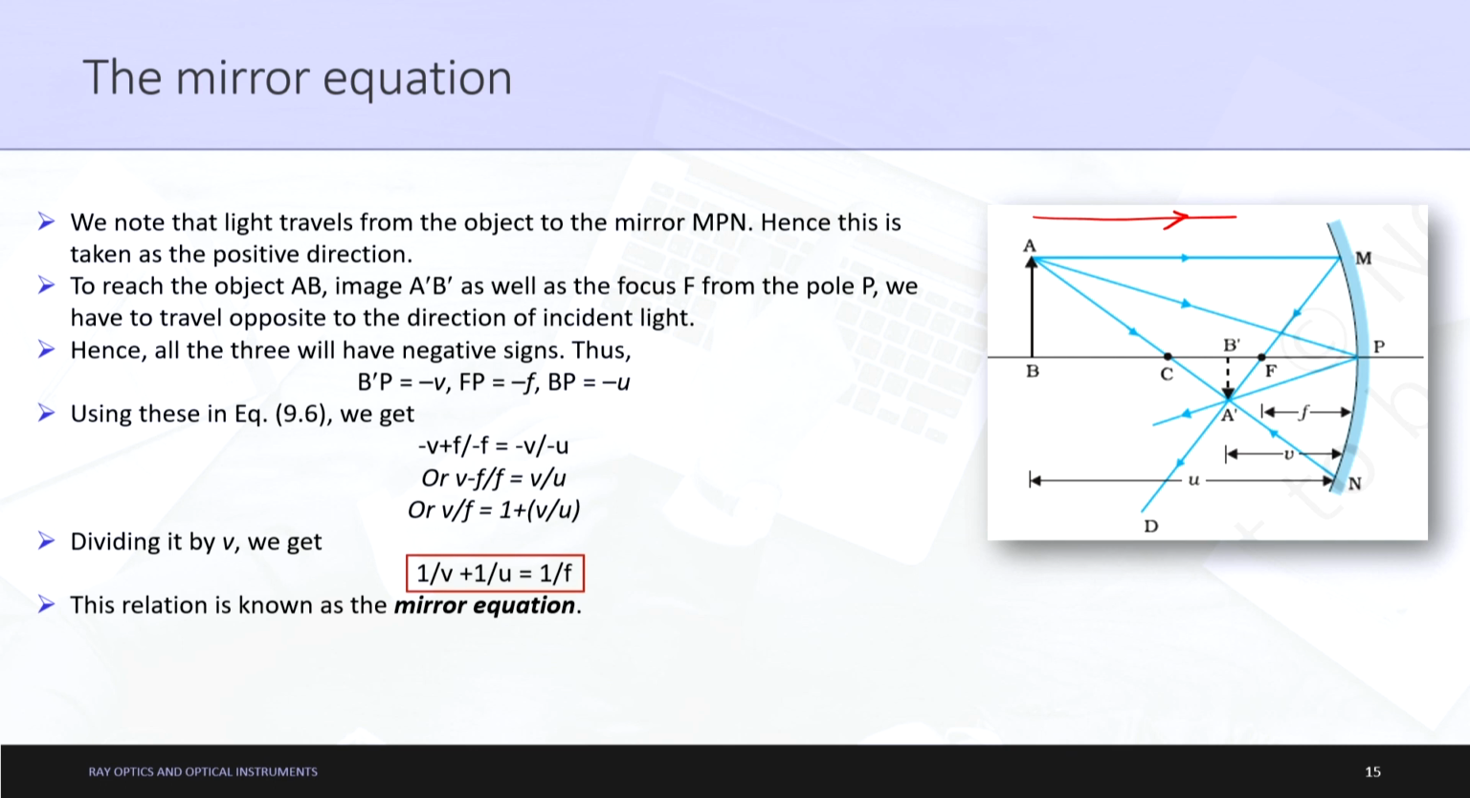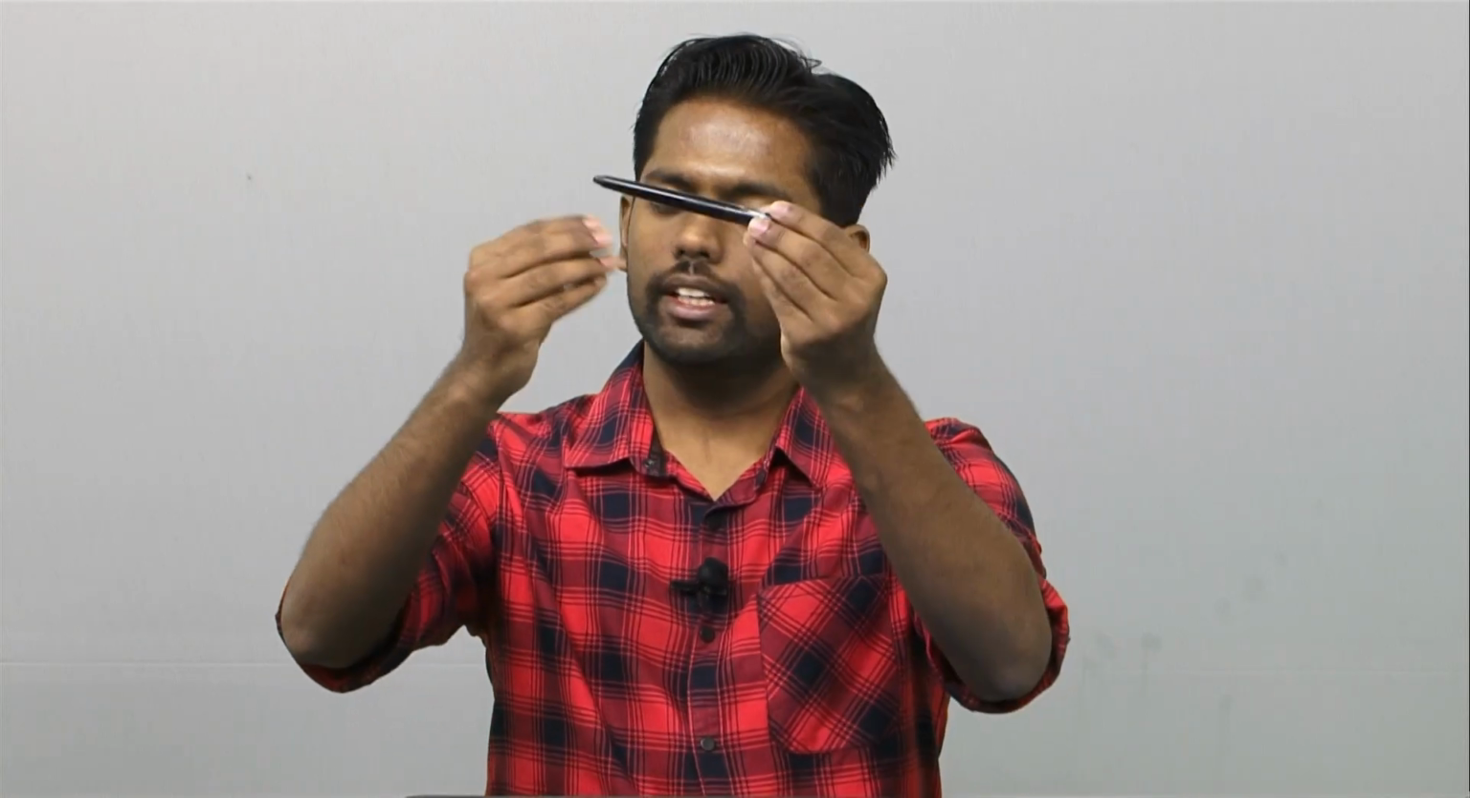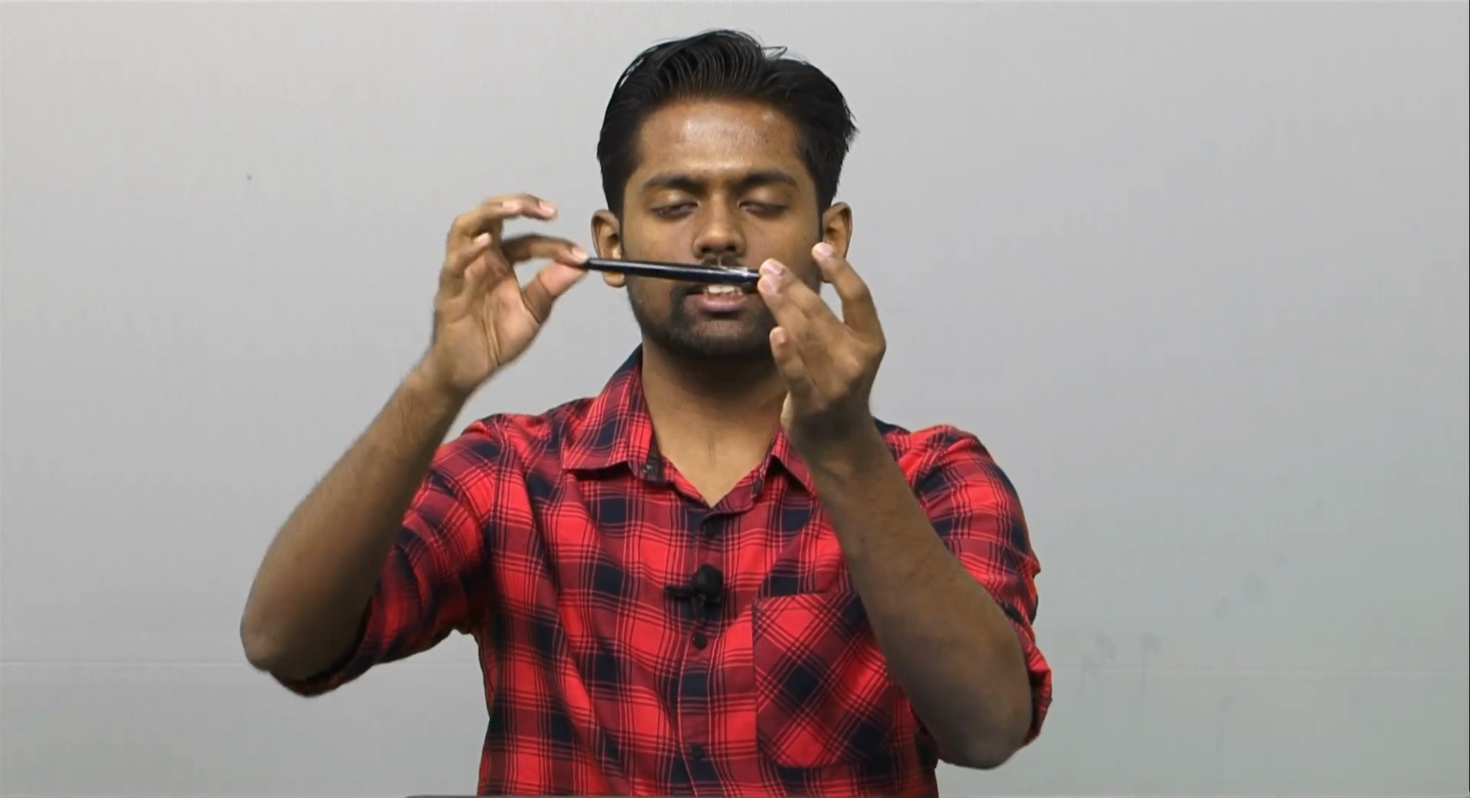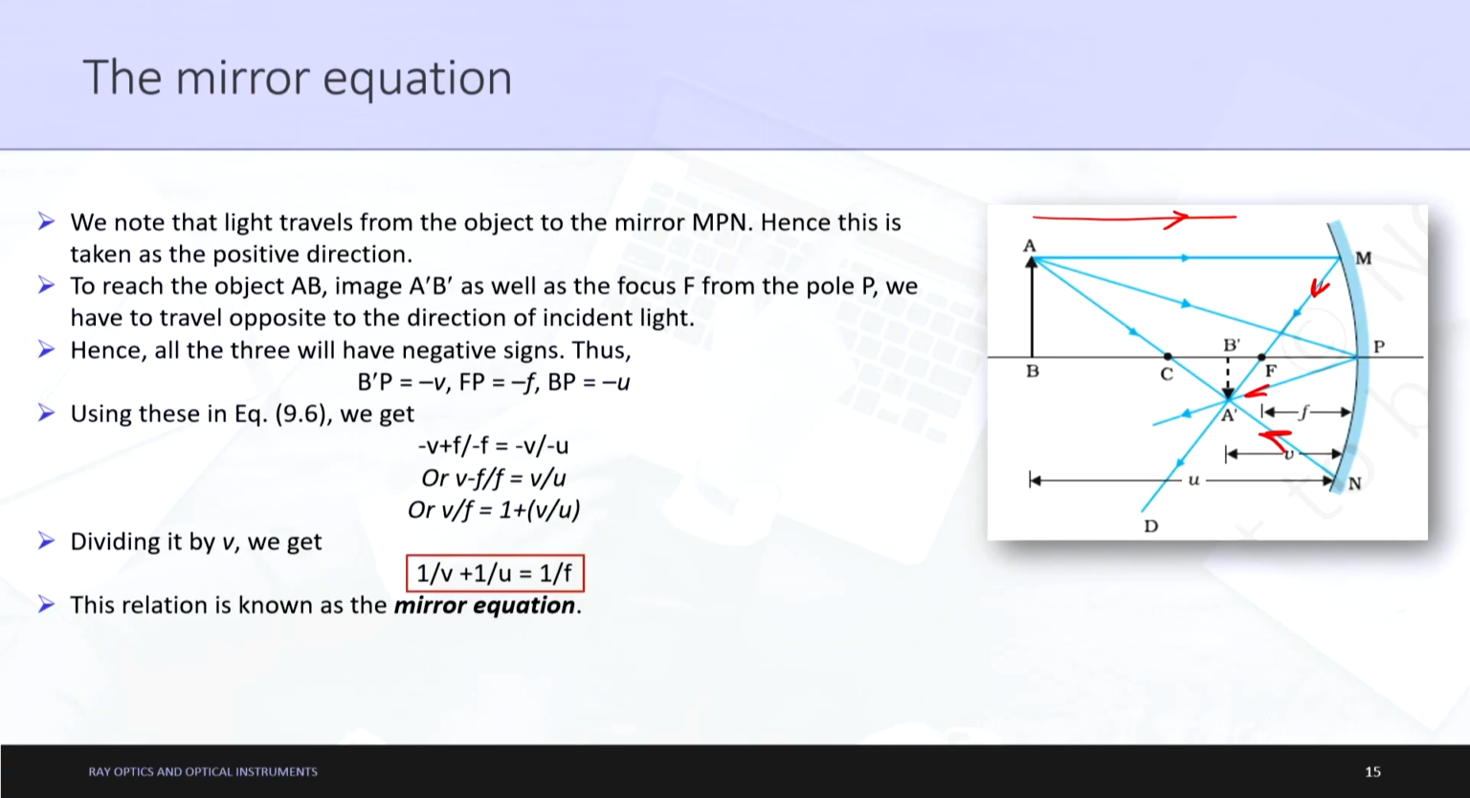To reach the object AB, the image A'B', as well as the focus F from the pole P, we have to travel opposite to the direction of incidence of light. It does not depend on whether it has to be parallel only. If the incidence is like this, it can be in any direction. The point is just that it is opposite to the direction of incidence of light. Therefore, all the three will have negative signs.